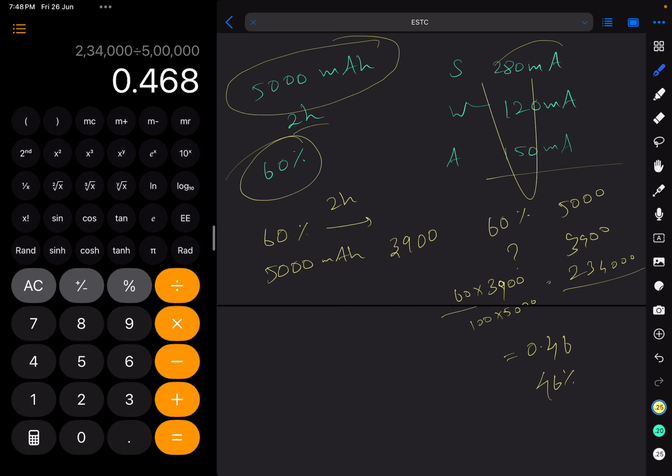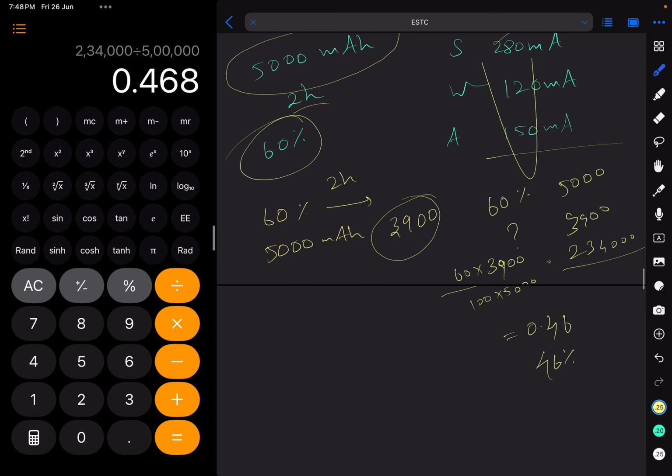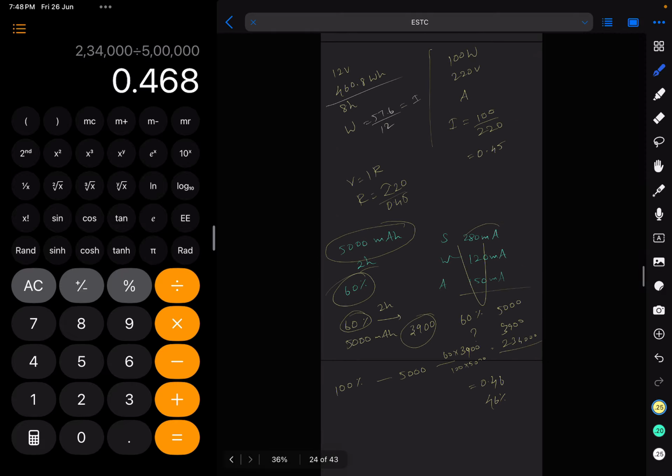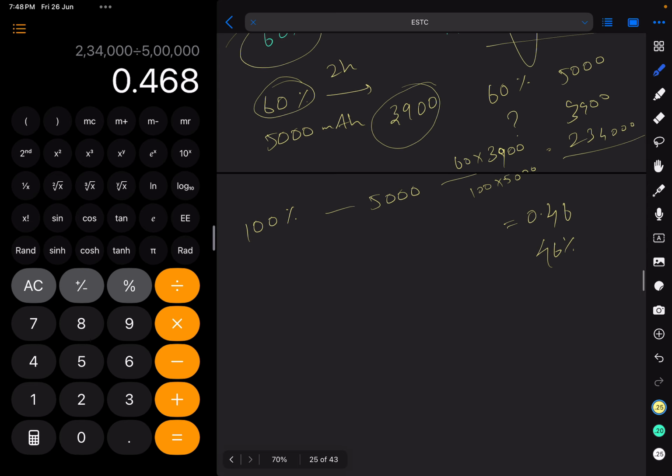Initially 60, 46% gone. No, 46% left, because I'm calculating the left charge, no? So left percentage will need this. Okay. If the tablet was initially charged to 100, okay, what if it is 100? Okay, then 100, 5000 capacity. Wait, okay, correct only. No. Wait.